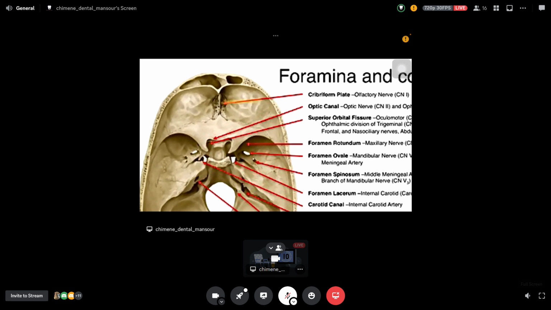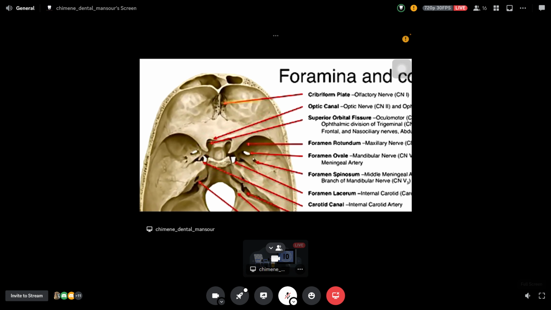All right. Now let's move on to another foramen on the famous sphenoid bone, the foramen rotundum. The foramen rotundum allows the passage of the maxillary nerve, the second branch of the trigeminal nerve, so 5-2 as you can call it, whatever. So the maxillary branch of the trigeminal nerve.